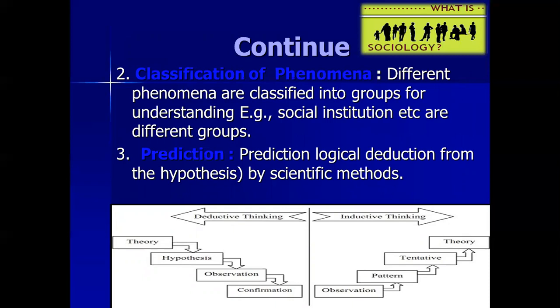Prediction is a logical deduction from the hypothesis by the scientific method. There are two types of prediction: deductive thinking and inductive thinking. Deductive thinking starts from the theory, then hypothesis, observation, and confirmation. Inductive thinking starts from observation, pattern, tentative theories.